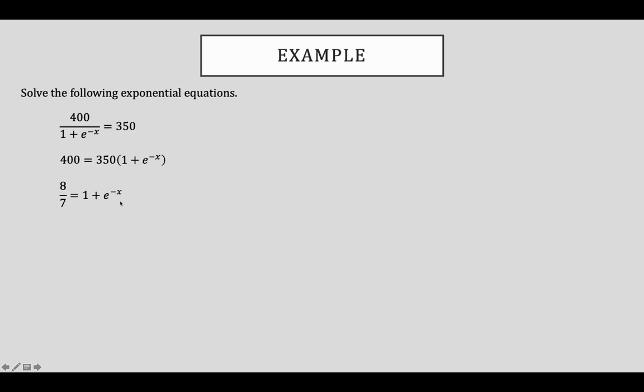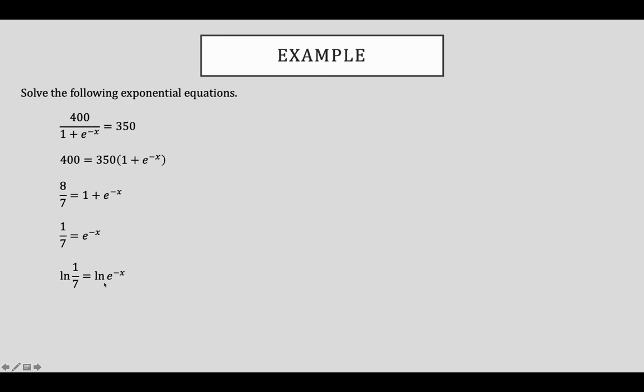Again, I still need to isolate this exponential quantity e to the negative x, so I'm going to subtract 1 from both sides of the equation, or subtract 7 over 7. This gives me 1/7 is equal to e to the negative x. And now that we have isolated the exponential quantity, we can do the inverse operation of exponentiating with a base of e, which is logging with a base of e. Yes, we are going to take the natural log of both sides of the equation. The natural log of 1/7 is equal to the natural log of e to the negative x. And so here, the right-hand side of the equation is going to turn into negative x.